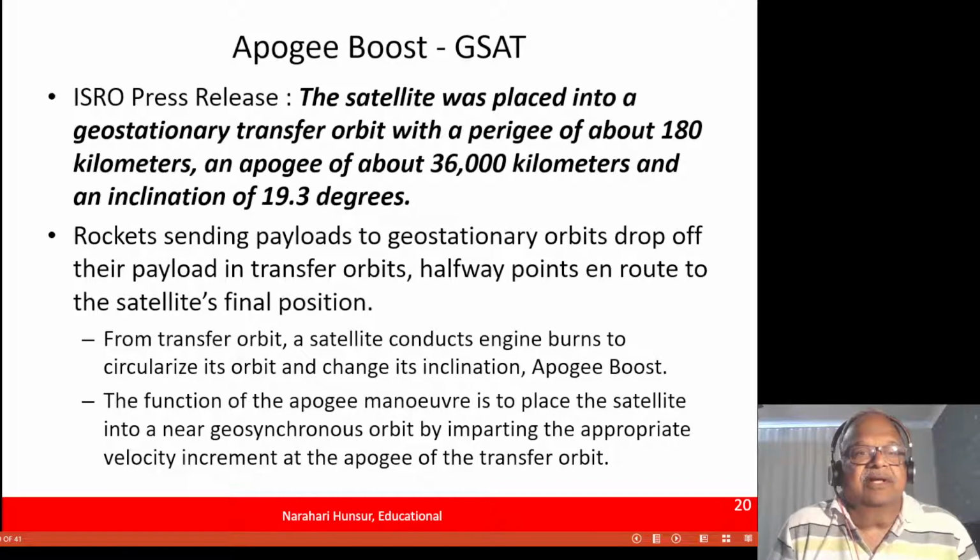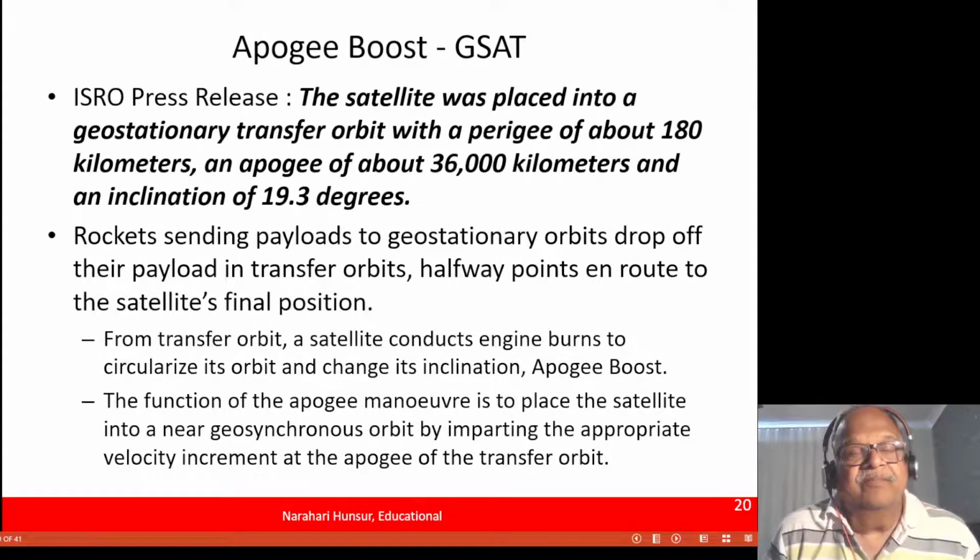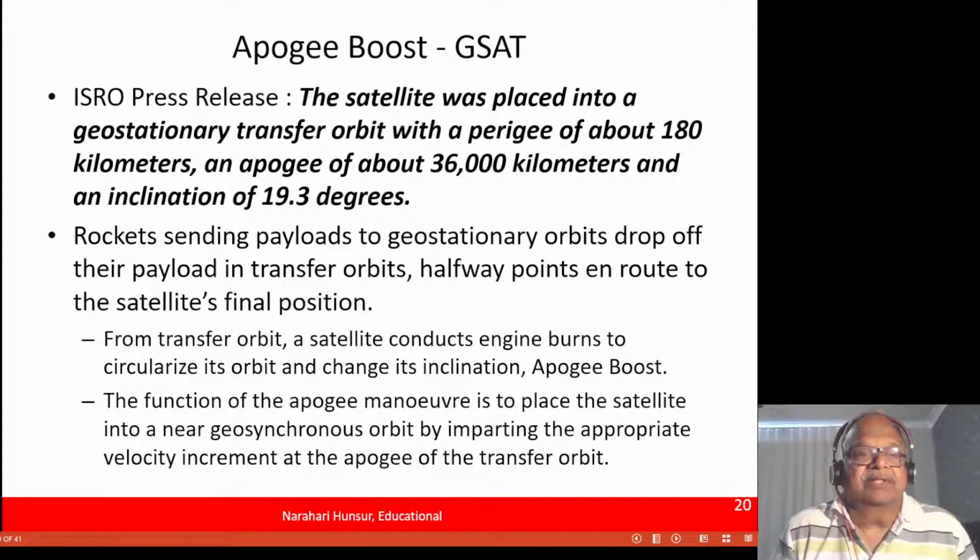So this is an ISRO press release. They said the satellite was placed in a geostationary transfer orbit. It's not geostationary orbit; it's a GTO, transfer orbit, with a perigee of about 180 kilometers. The nearest point to Earth was 180 kilometers, and an apogee of 36,000 kilometers. So that is the target altitude at which you want the satellite to be placed.